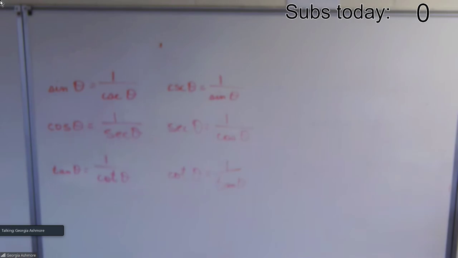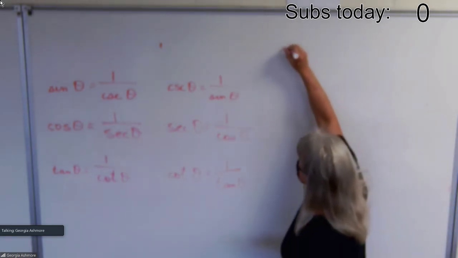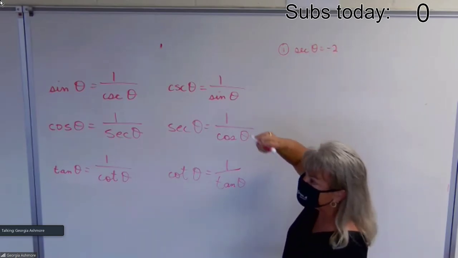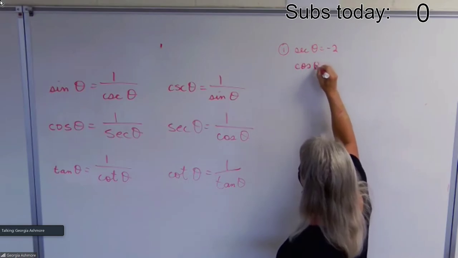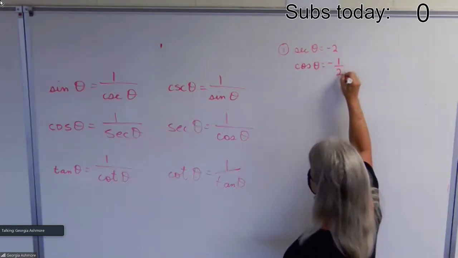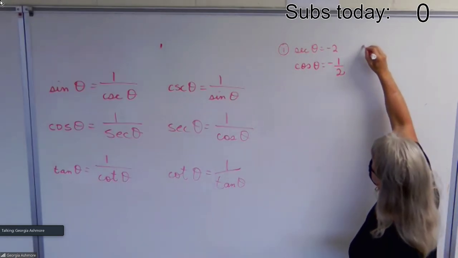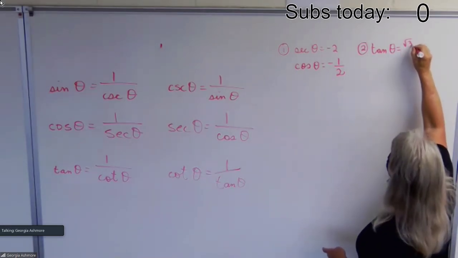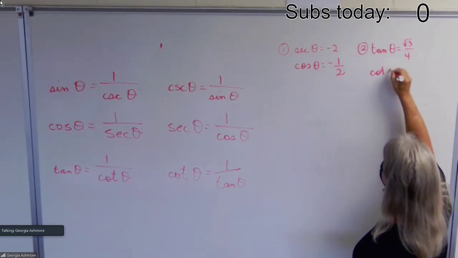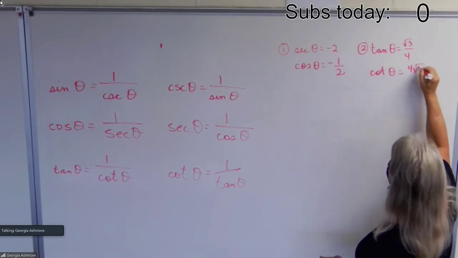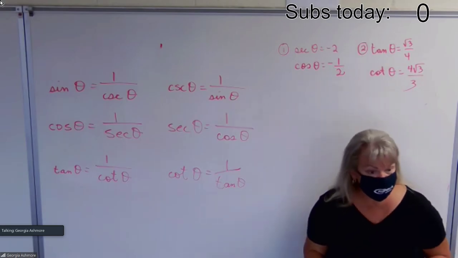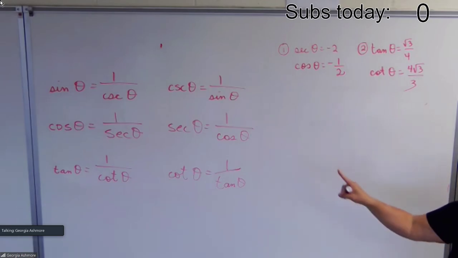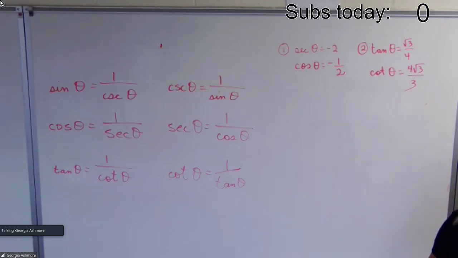So if you're looking at your worksheet, the first one says secant theta equals negative 2, and it says to find cosine theta. So what would that be? Negative 1 over 2. Perfect. Number 2 says that the tan of theta is root 3 over 4. So if I do the cotan, what is that? Perfect. You don't have to draw a triangle. You don't have to find x, y, and r. You just flip it over. These identities that you memorize are to make things easier, not harder. Okay?